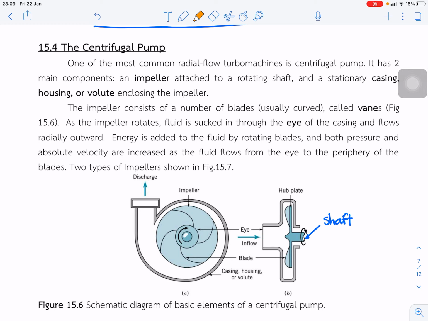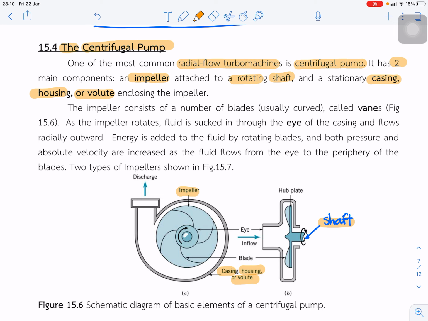The next topic is the centrifugal pump. One of the most common radial flow turbomachines is the centrifugal pump. It has two main components. One is an impeller attached to the rotating shaft. So this is the impeller in the green color, attached to the shaft. And the stationary part is called the casing, housing, or volute. That is the casing.